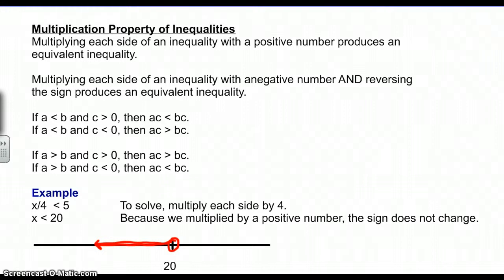So for example, if we have x divided by 4 is less than 5, to solve this, we'd multiply each side by 4. When we do this, we get x is less than 20. There's no need to do anything to change the sign here because we multiply by a positive number. The sign is not going to change. So to graph this on the number line, you'd put an open circle on 20, because remember, it's not included in the solution set, and we draw the arrow to the left-hand side to note that x is less than 20.